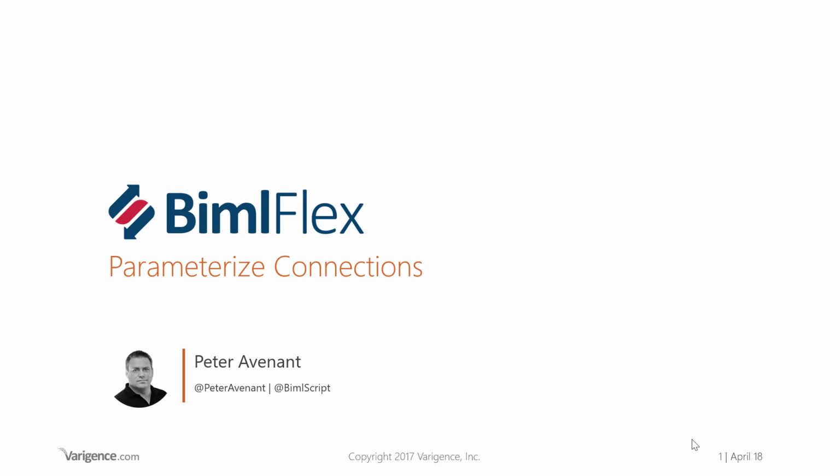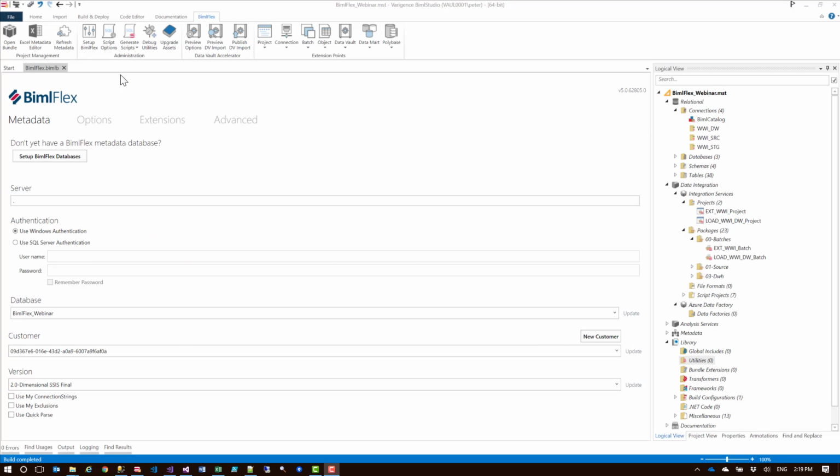I'm going to show you how to configure a connection and add an expression to a connection, and then configure the parameters to actually ingest your connection settings and your connection string into that. Firstly, to note, I'm using bundle 62805, which was created the 5th of April 2018. If you're using an earlier version of BimlFlex, you may have to adjust it a little bit.